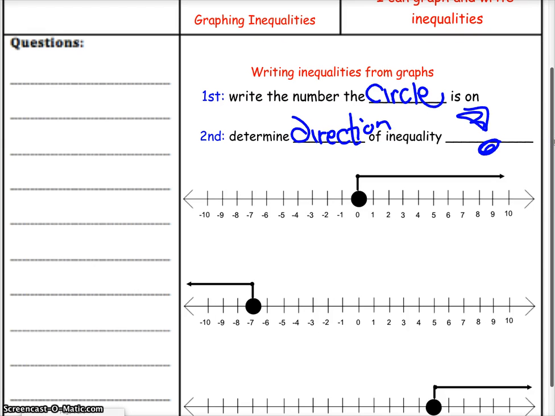So notice here I have the circle's on 0. So I write x. Now am I bigger than or less than 0? Am I going to the right or to the left? Bigger. I'm getting bigger, or equal to. So you say x is greater than or equal to 0.